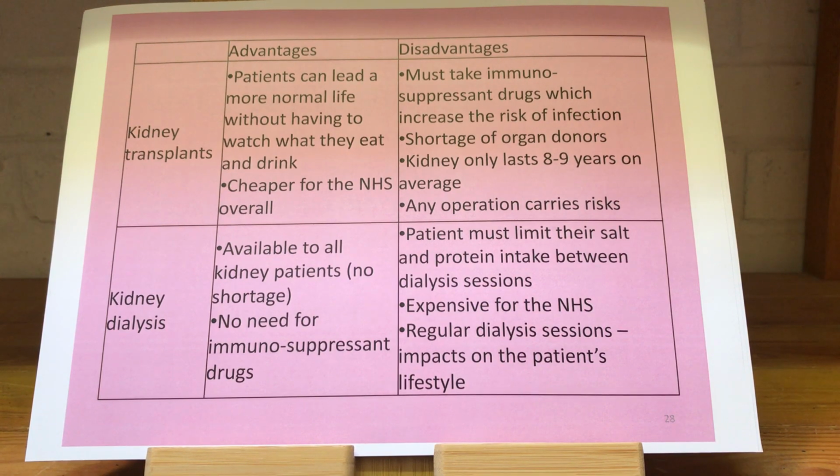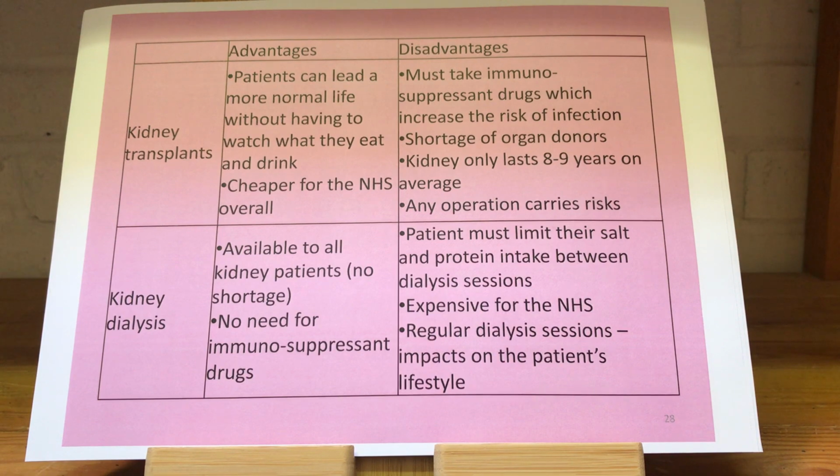But the disadvantage is we have these immunosuppressant drugs. Now, we've talked about these before. Back in B3, when the pathogens come in our body, we said they've got these markers on them. They're called antigens. And all of these donor organs have these antigens on them that are kind of like flags saying, I'm not part of your body.